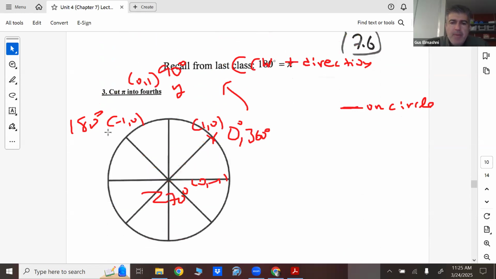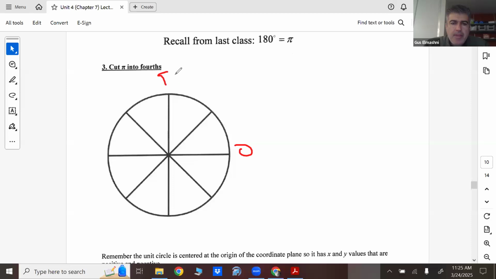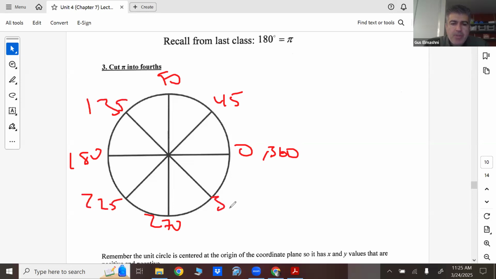Now remember, 180 is pi radians. We know this. If I cut my circle into fourths, so 0, 90, 180, 270, and back to 360, this would be 45, 135, 225, and 315. Just using proportional reasoning and simple math, we want to be in between those.